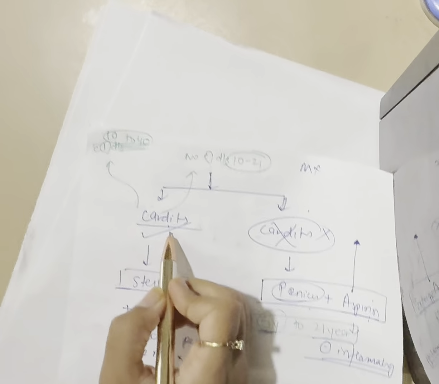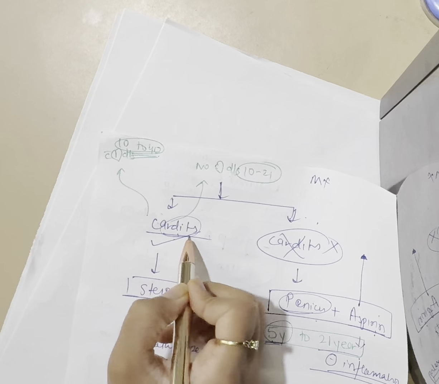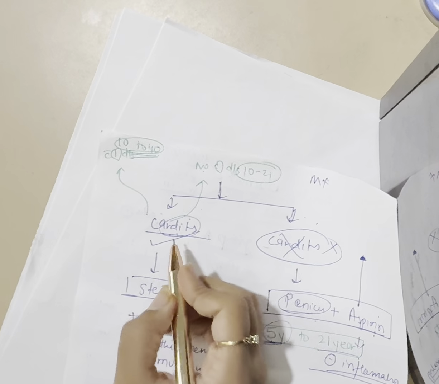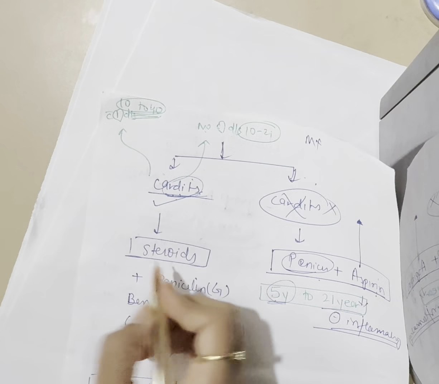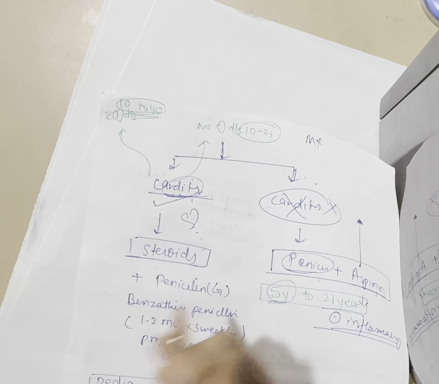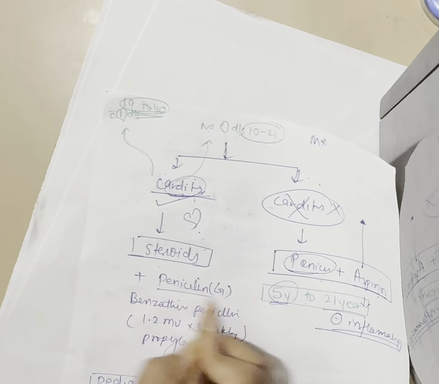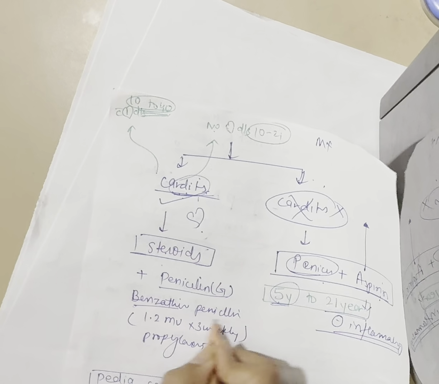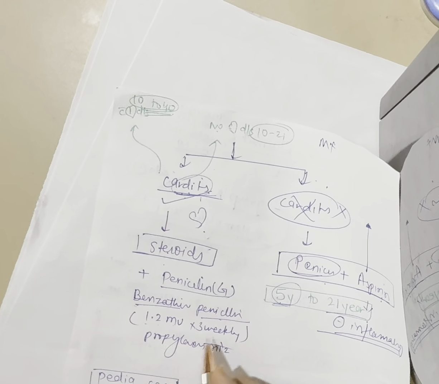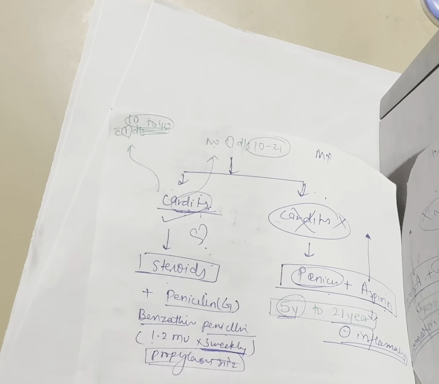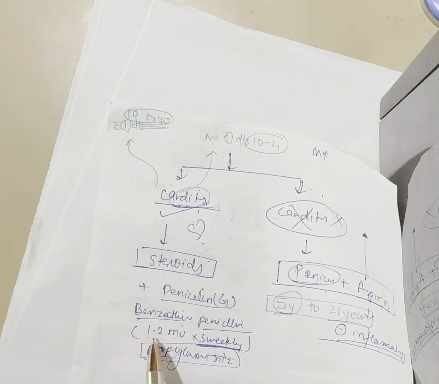Then if the patient presents with carditis, that is, the heart is involved, we have to divide the management. If the patient has carditis, we need to give steroids to resolve that. So we give steroids plus penicillin G. What penicillin do we give? Benzathine penicillin G, 1.2 million units every 3 weeks. That is given for prophylaxis.